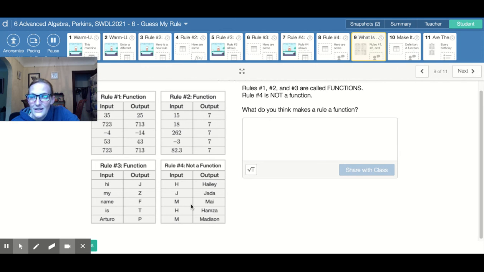But down here, where it's not a function, the idea is I plug in P, and maybe it'll give me Pietro. Maybe it'll give me Peter. Maybe it'll give me Paula. I have no idea. I can't trust this thing. It's not a function. I don't know what it's going to do. So that's the idea. Functions are predictable. Once you know the rule, you can tell me what it's going to get. Non-functions are unpredictable. You can't promise me what the output is going to be.